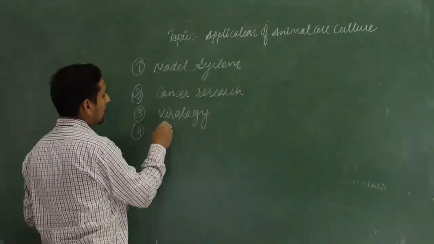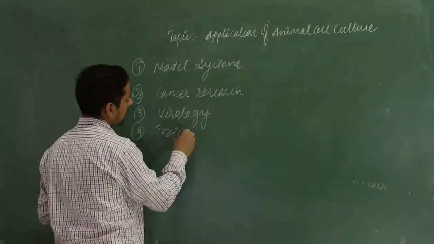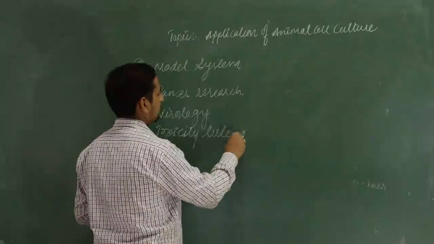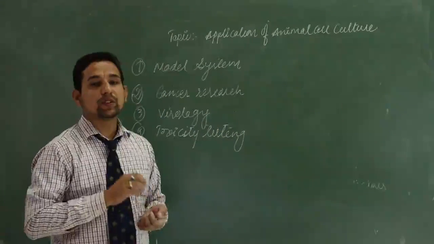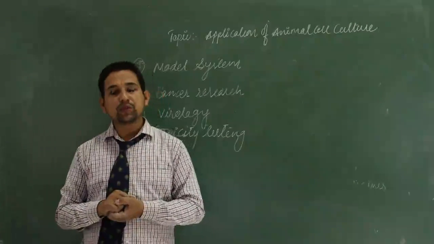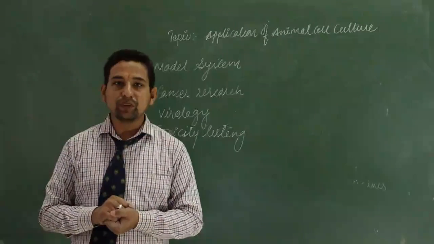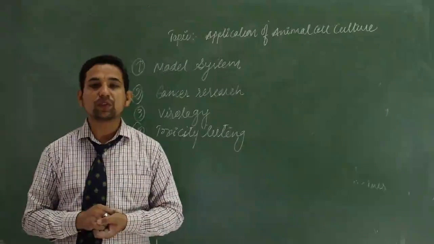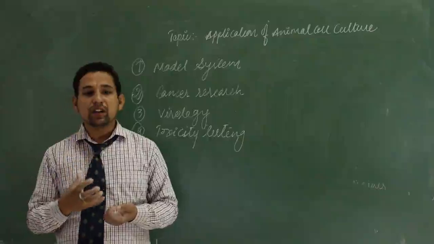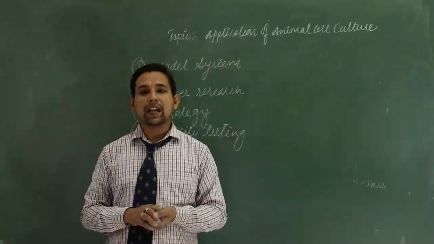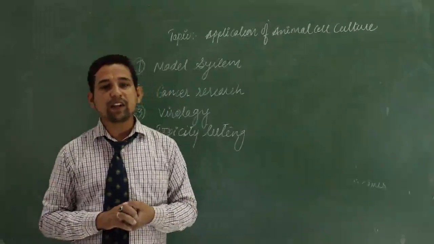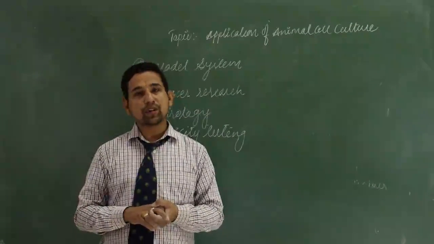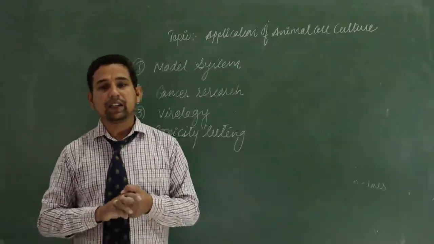Fourth is toxicity testing. Animal cell culture is used to study the effect of new drugs. Basically, animal cells can be used to study the effect of new drugs, cosmetics and chemicals on the survival and growth of a number of types of cells, especially liver and kidney cells.